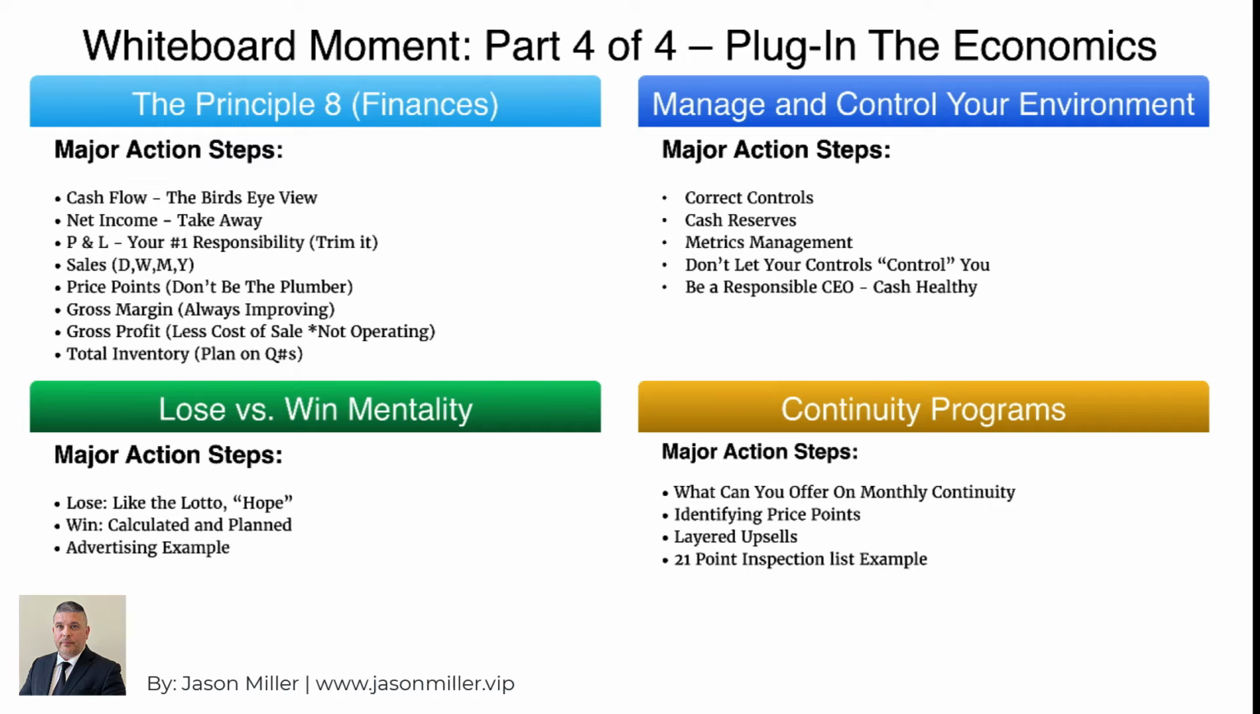Now let's talk about lose versus win mentality. Lose, I call that like the lotto. Hope. A lot of businesses when they start, or even at moderate phases of business, run the business on hope. They hope something is going to work out. Even a lot of the bigger businesses will launch a new product line and hope it's going to work out. Instead of doing that, let's have a win mentality and do things that are calculated and planned.